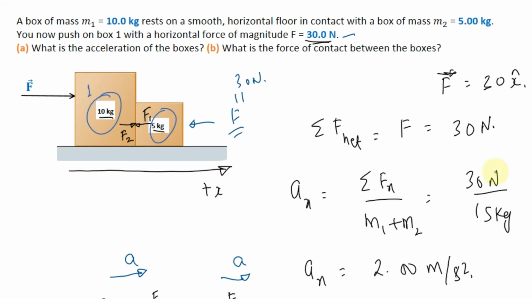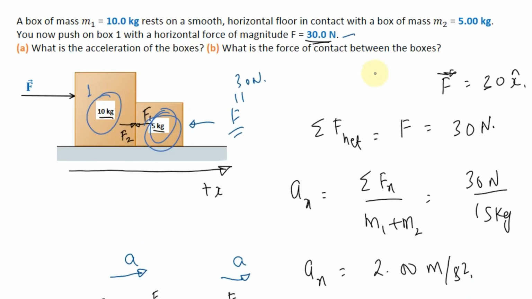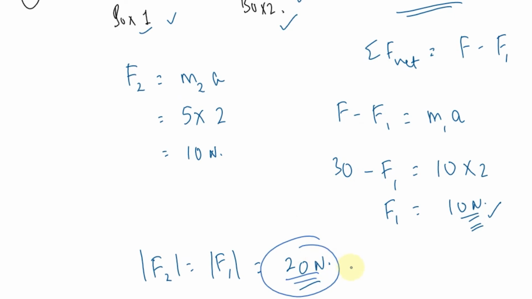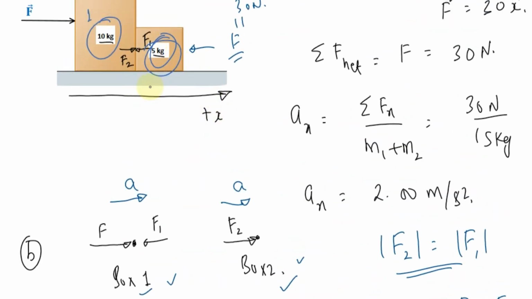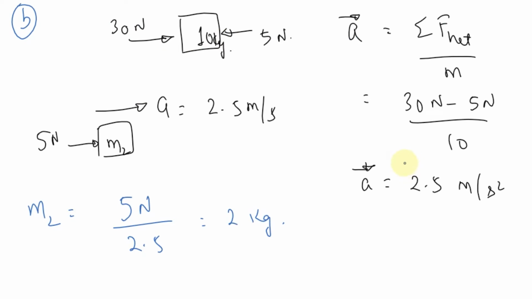Thus, if you consider this example, here the mass was 5 kg. Now the mass is reduced to 2 kg because the contact force is reduced. Here the contact force was 10 Newton. Now it becomes 5 Newton. So the mass for the second box also reduces to 2 kgs. So this is the answer for the B part.